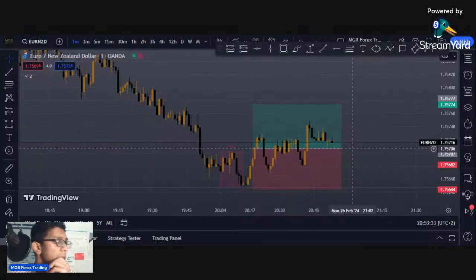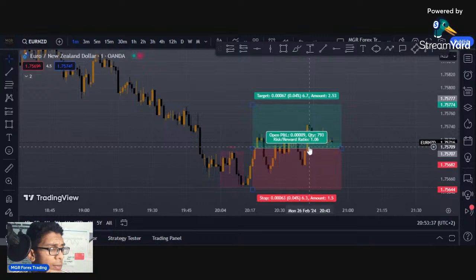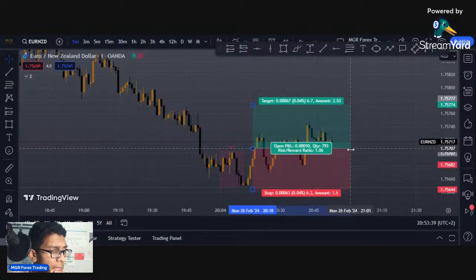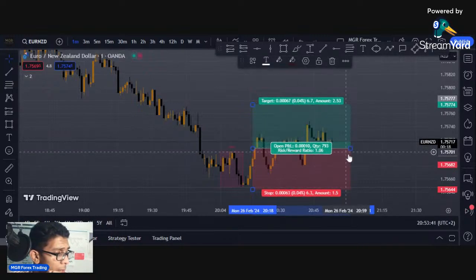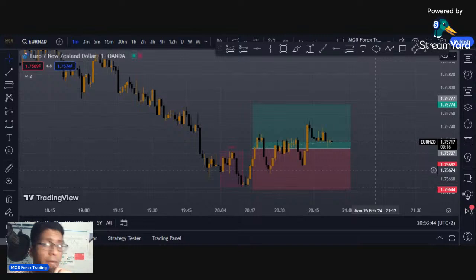But okay, so looking at this, as you can see, we ran quite nicely to the upside, and we're pulling back down for a nice retest on our entry level. This allows us to now have another entry into this trade opportunity, which is fantastic. But of course, long term, we're looking for a further run to the upside on Euro NZD.